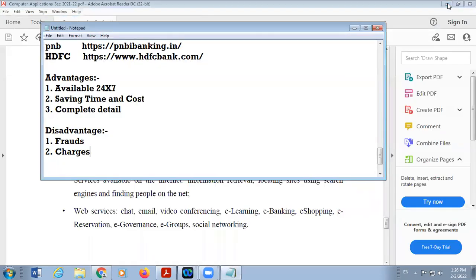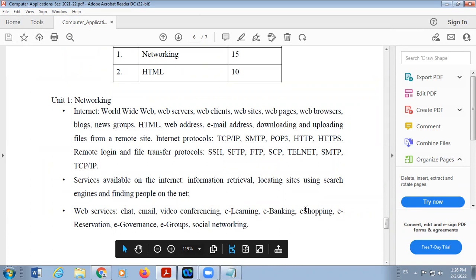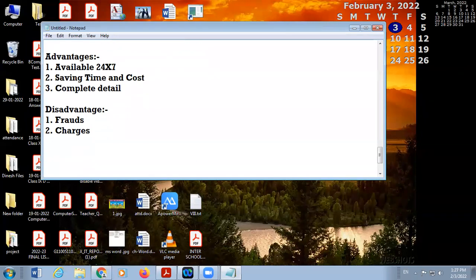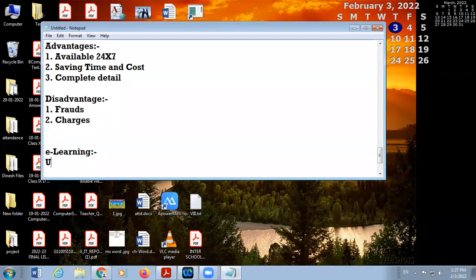Now the next term I am going to discuss here is e-learning. E-learning means learning with the help of internet. I am going to discuss what is the meaning of e-learning. Whenever you learn something with the help of internet, this concept is called e-learning. So learning with the help of internet is called e-learning.